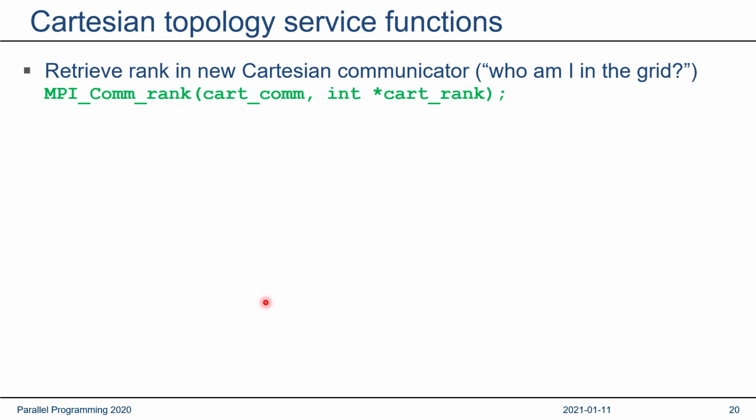Now, of course, we need some convenience functions to deal with that. The first function answers the question, who am I in the grid? So what is my rank in the new communicator? And of course, you can use the standard MPI_Comm_rank call. To do that, you specify the new communicator, cartcom, I call it here, and the output argument is your rank in the new communicator.